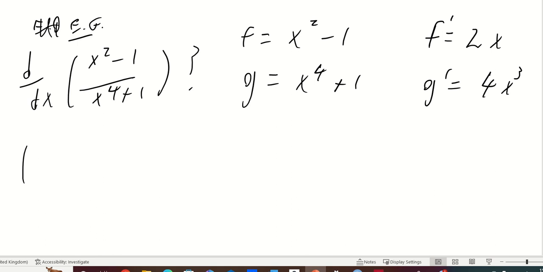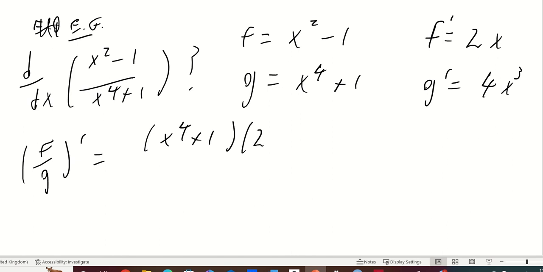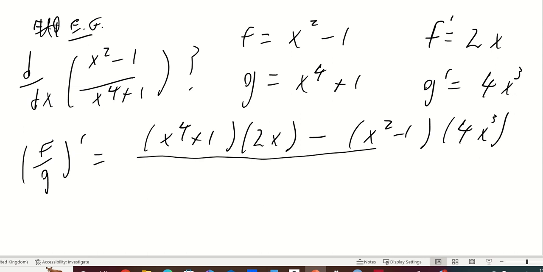Now we can quite easily compute the derivative of the quotient function. So (f over g) prime will be equal to the function g, which is x to the 4 plus 1, times the derivative of f, which we've computed as 2x, minus f, which is x squared minus 1, times g prime, which is 4x cubed, and this is all over the g function squared, which is (x to the 4 plus 1) squared.